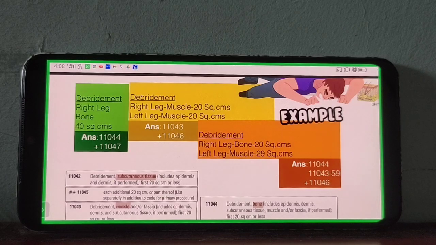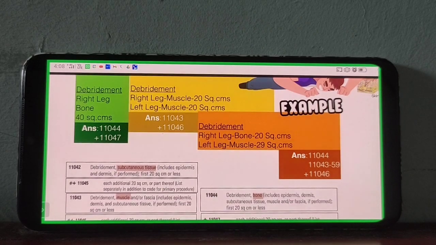Now try the same depth. So now the depth is subcutaneous, 100 square centimeter. What is the answer?